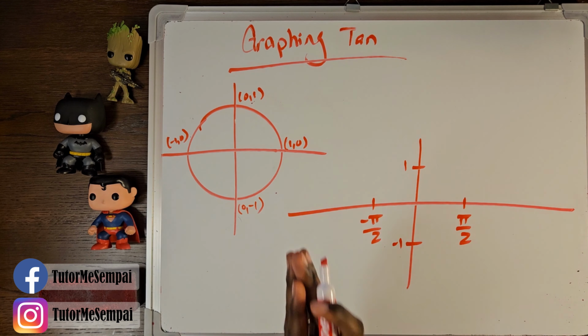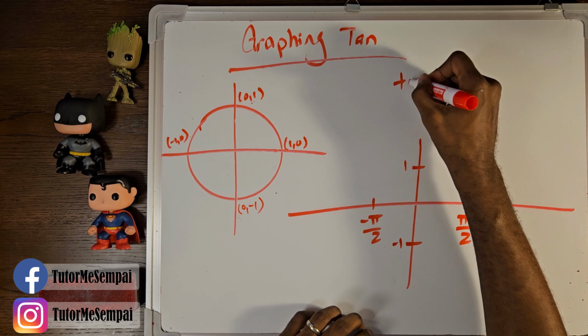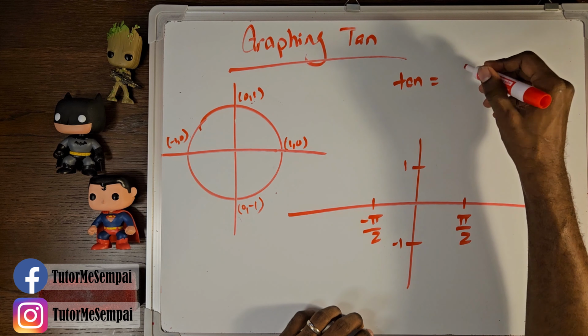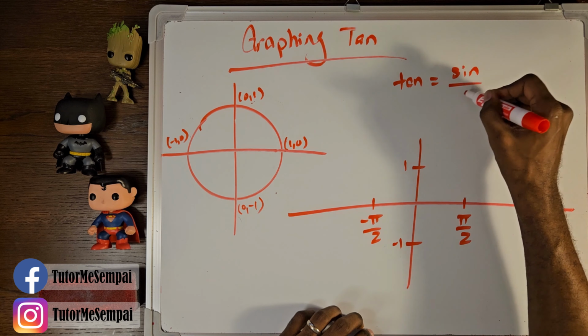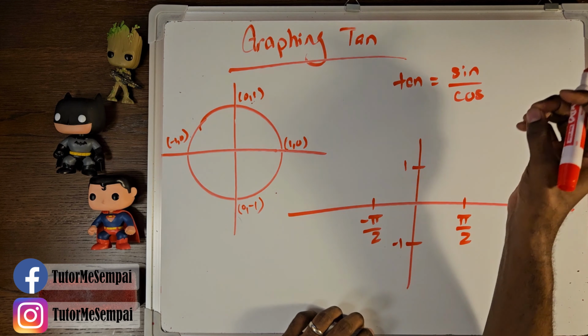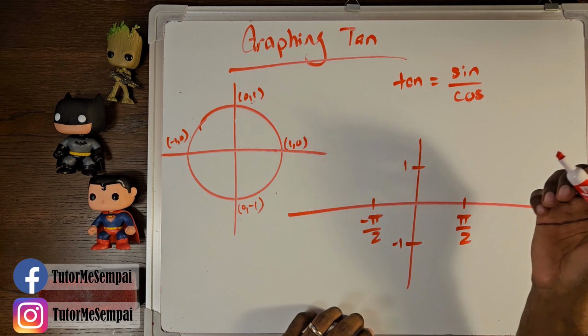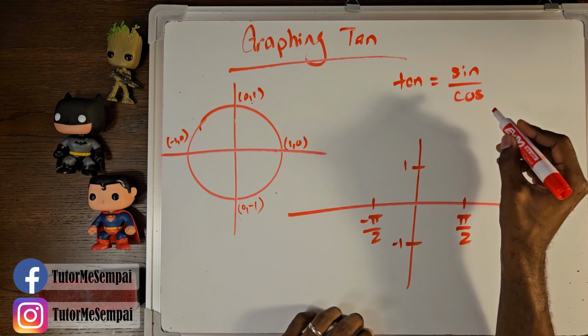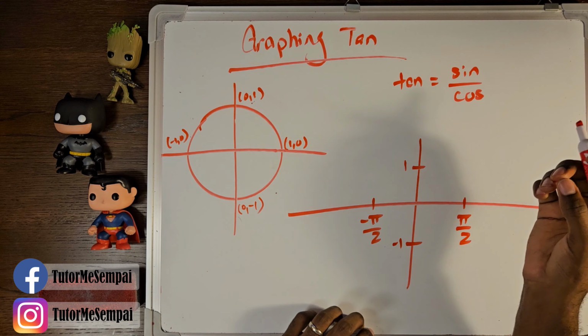When you're trying to graph the tangent function, you need to know that your tangent function is going to be sine over cosine. That's very important because you've got to take the value for sine at your radian and divide it by the value for cosine at that same radian.